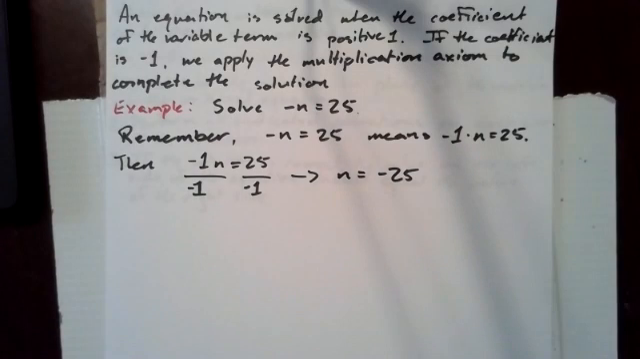An equation is solved when the coefficient of the variable term is positive 1. If the coefficient is negative 1, we apply the multiplication axiom to complete the solution. For example, solve negative n equals 25. Remember that negative n equals 25 means that negative 1 times n equals 25. Then we can divide both sides of the equation by negative 1 and get n equals negative 25.